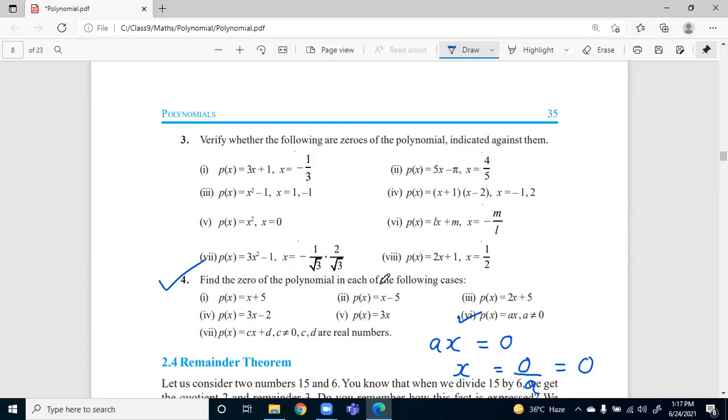Another is that you need to check whether the numbers given aside are zeros of the polynomial or not. So what you need to do is substitute the value of x and check, am I getting 0? If you are getting 0 as the value of the polynomial, then yes, it is the zero of the polynomial. Okay, Devyansh, can you check for the fourth part? Yes, ma'am.